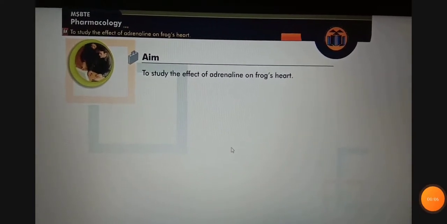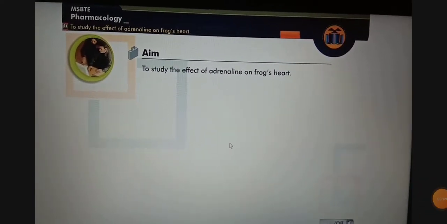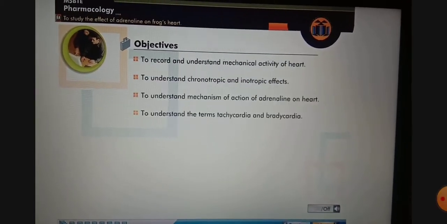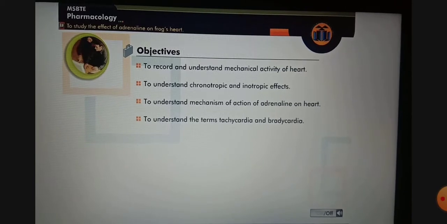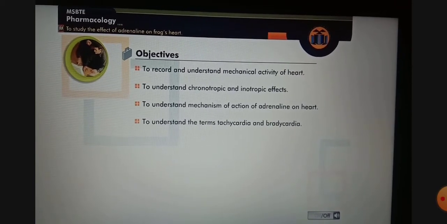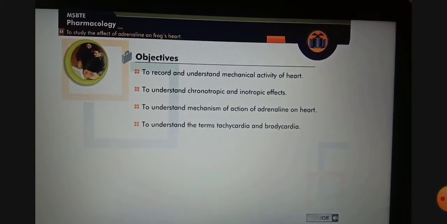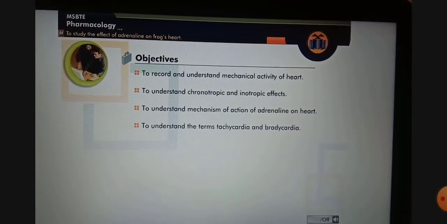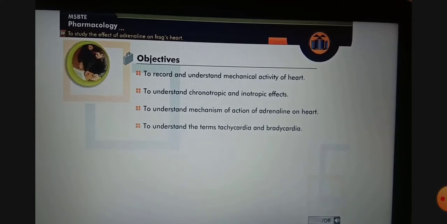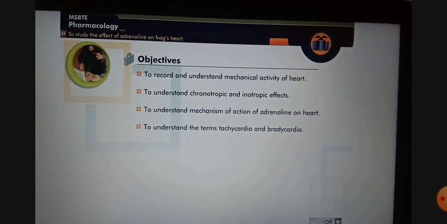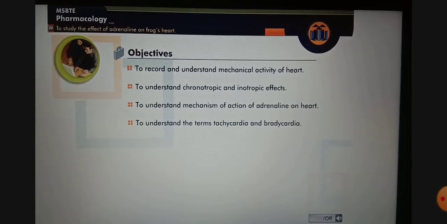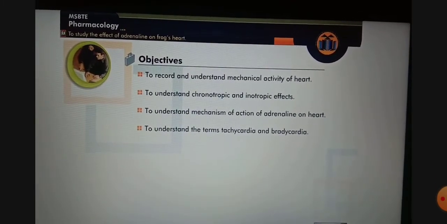Aim of this experiment is to study the effect of adrenaline on frog's heart. Objectives of this experiment are to record and understand mechanical activity of heart, to understand chronotropic and inotropic effects, to understand mechanism of action of adrenaline on heart, to understand the terms tachycardia and bradycardia.